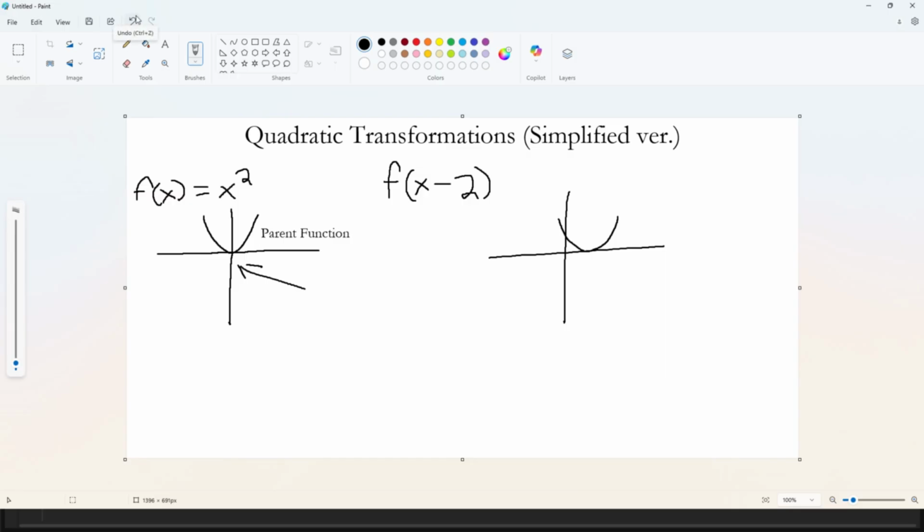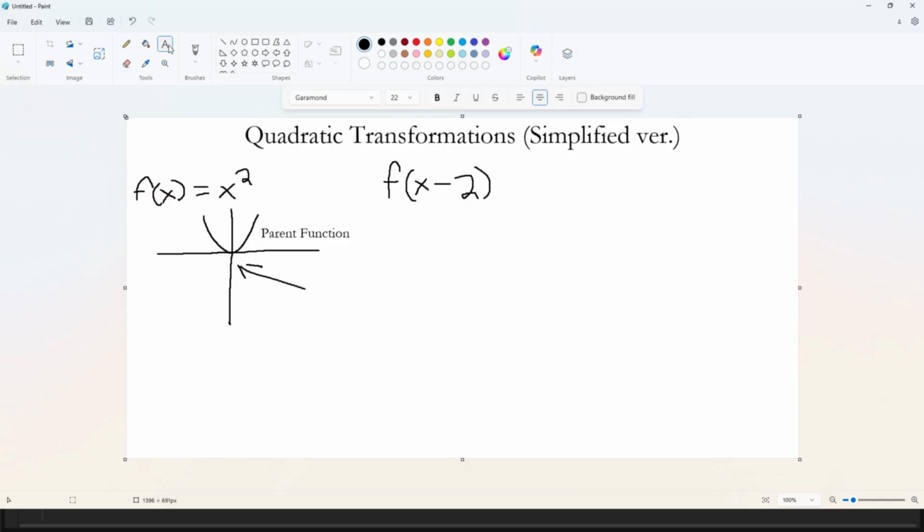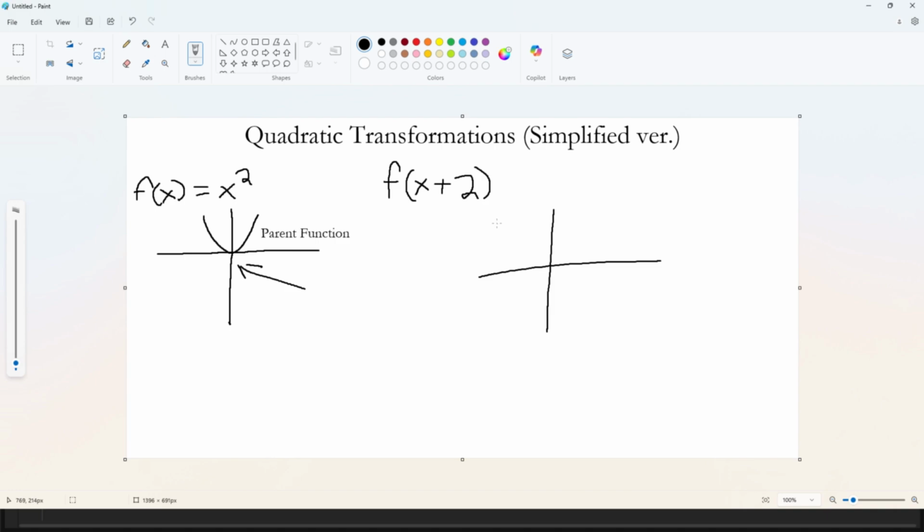Now, what do we want to do if we want to translate it to the left? Now we'll do the opposite of subtracting 2. We'll add 2 to x. So f(x + 2) just means that the parent function x squared will move 2 to the left. Right here, 2 to the left.